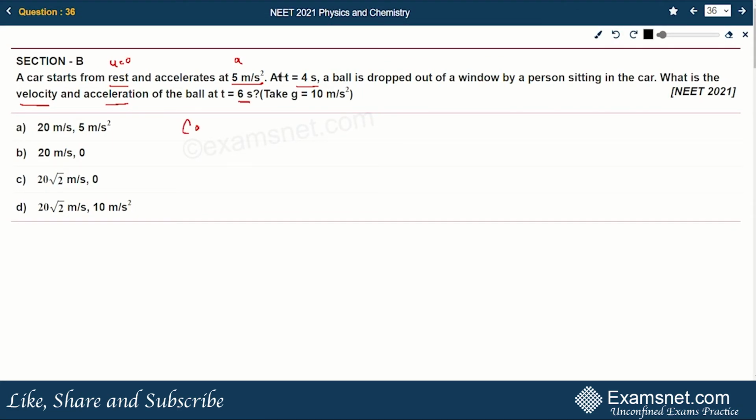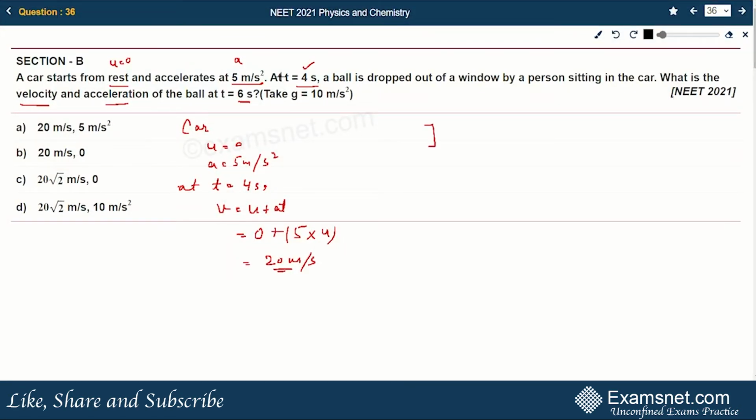So let's talk about the car first. What was the initial velocity of the car? It is 0 because it started from rest, right? Now acceleration is given as 5 meter per second square. Then can we find out the velocity at time 4 seconds? At t equals 4 seconds, the velocity will be given by the formula u plus at, where u is the initial velocity, that is 0 here. Acceleration is 5 meter per second square and time is 4 seconds. So we'll get 20 and the unit will be meter per second. So the car is moving with the velocity 20 meter per second at t equals 4 seconds. Now come to the second part, that is the ball.